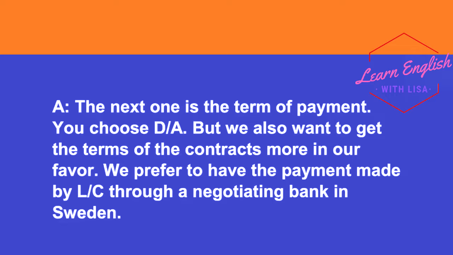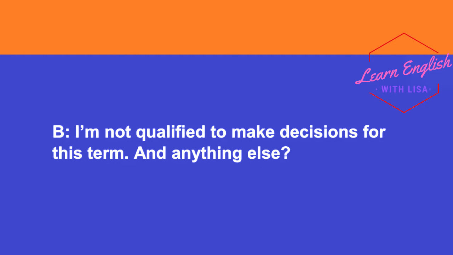Next one is the term of payment. You choose DA, but we also want to get the terms of the contracts more in our favor. We prefer to have the payment made by LC through a negotiating bank in Sweden. I'm not qualified to make decisions for this term.